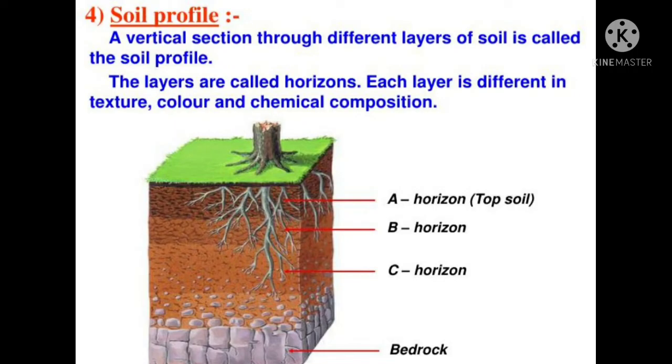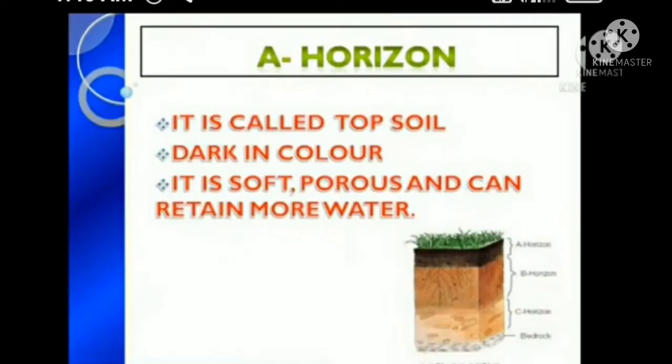Next, we learned about soil profile. A vertical section through different layers of soil is called the soil profile. The layers are called horizons. Each layer is different in texture, color, and chemical composition. We have 4 horizons: A horizon, B horizon, C horizon, and bedrock.